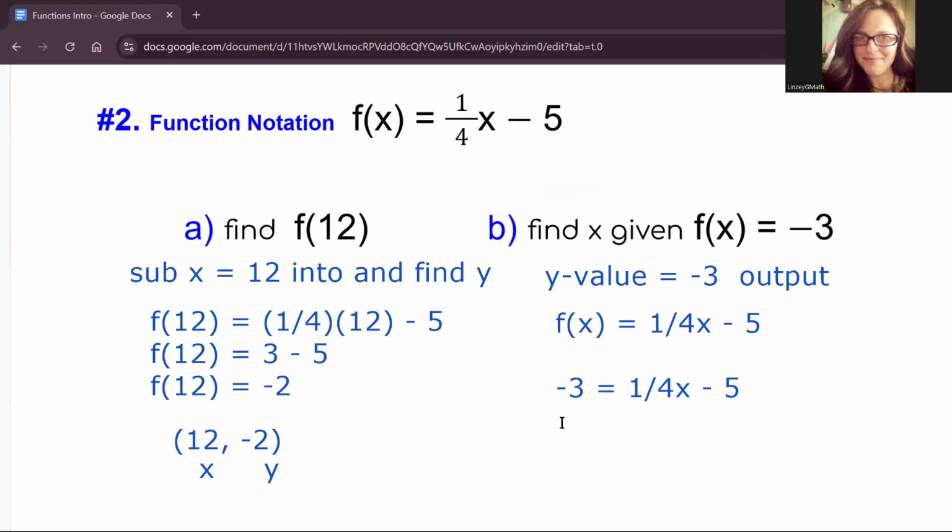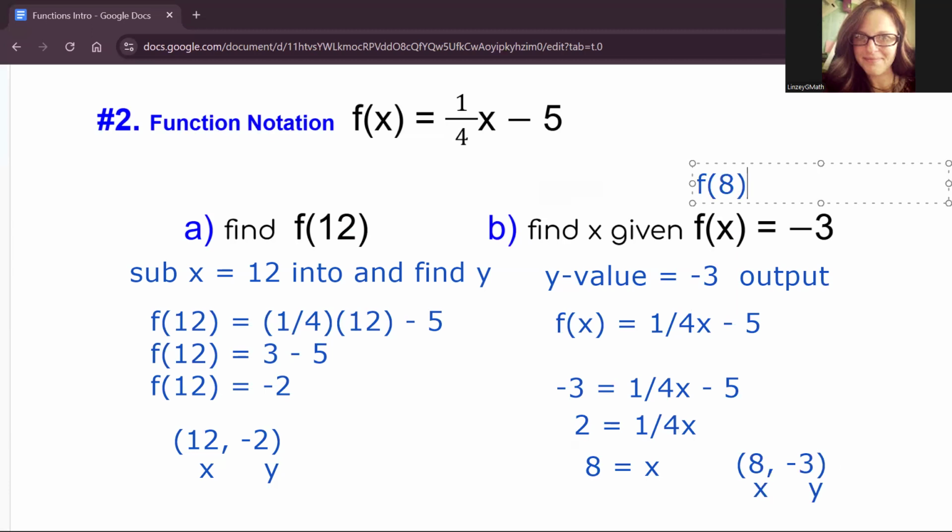And we'll add 5, bring that over to the other side. And dividing by 1/4 is the same as multiplying by 4. We get 8 for x. X comma -3. This is our input value and our output value. F of 8 is equal to -3. Moving on.